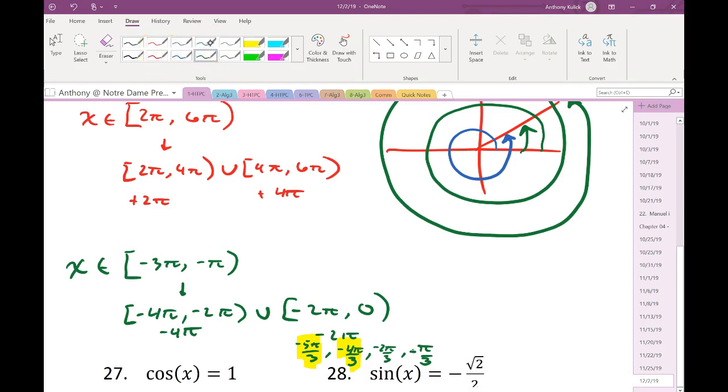Now if I subtract 4 pi from each of these, I would get negative 11 pi over 3, negative 10 pi over 3, negative 8 pi over 3, and negative 7 pi over 3. Which of those answers are in the range between negative 3 pi and negative pi? Just those 2. The other ones are too small. Negative 10 thirds is less than negative 3. Negative 11 thirds is less than negative 3.